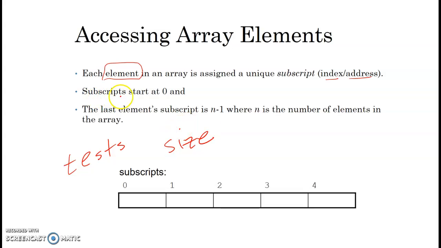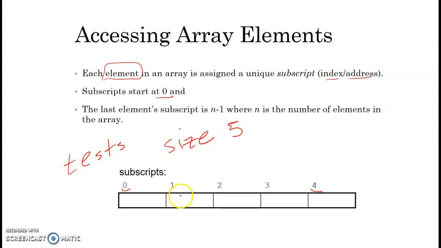But notice that the subscript starts at 0. That is not changed. Where we start at 0, the last element subscript is n-1, where n is the number of elements in the array. And so this one is of size 5. So therefore, it's going to be indexed from 0 to 4. So that has not changed and will not change from our previous experience.